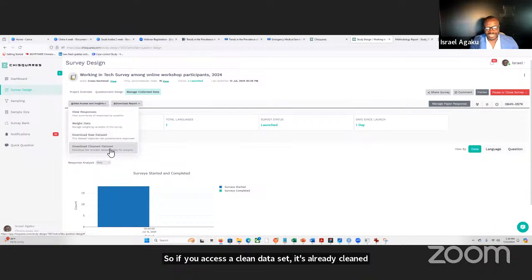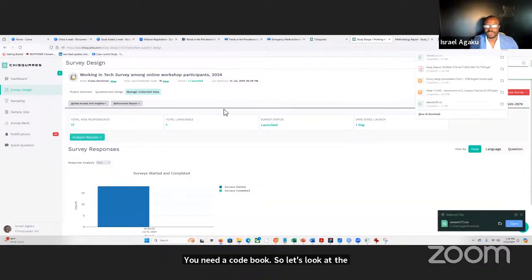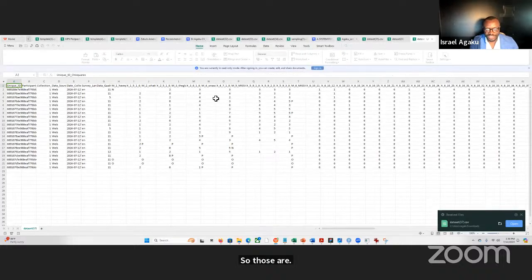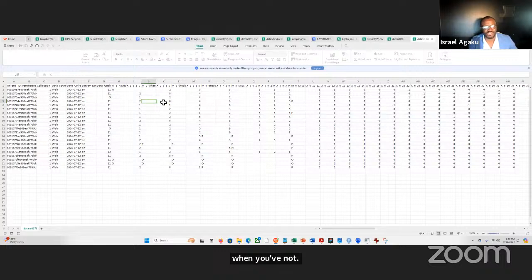Obviously, for you to understand the clean data set, you need a code book. So let's look at the clean data set. Let's look at what it looks like. So those are things you want to do before you start analysis. So please do not just jump into analyzing data when you have not reviewed the data and looked at the amount of missing values and so on and so forth, right?